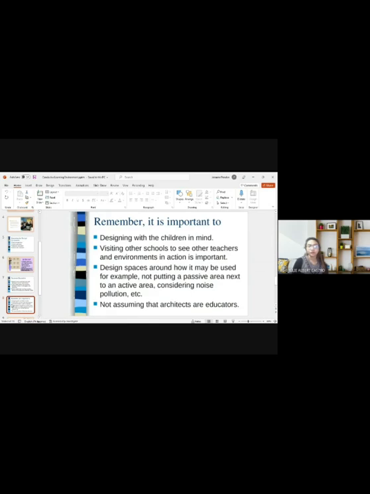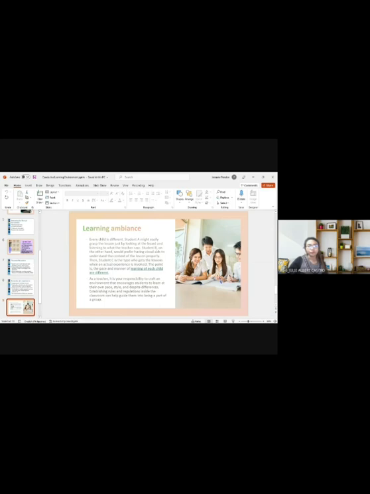Also, we have to make sure that there are no equipment that are very noisy. So if you have TVs that are not used during your classroom session, we have to turn them off to avoid distraction as well. Apart from that, we also need to create a learning ambience inside a classroom.